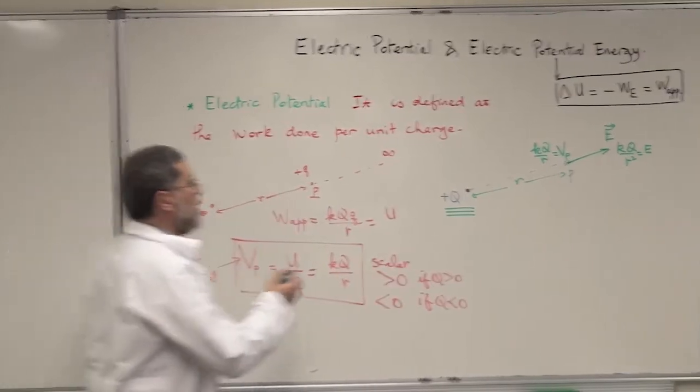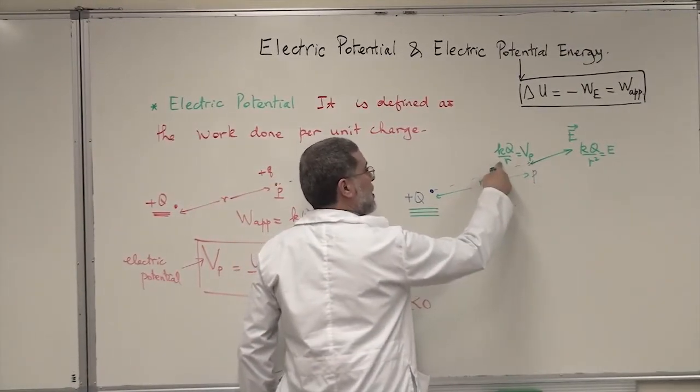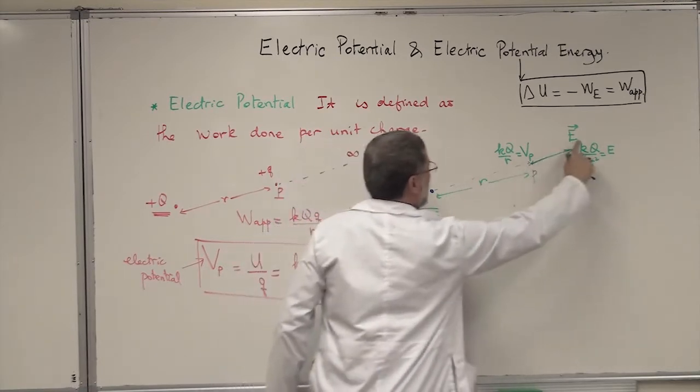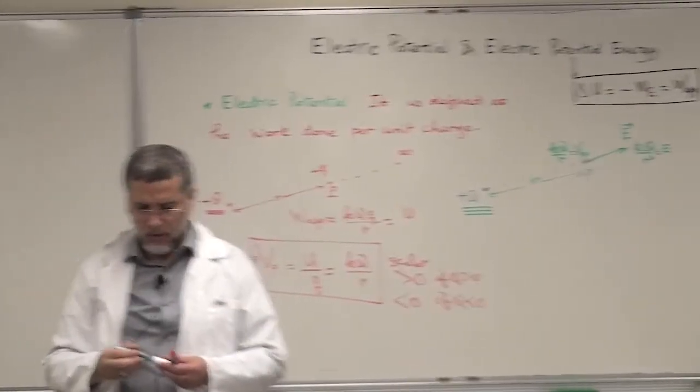As we move closer to the charge, r becomes small and the potential increases. As we go away from the charge, r becomes large and the potential decreases. Very important.